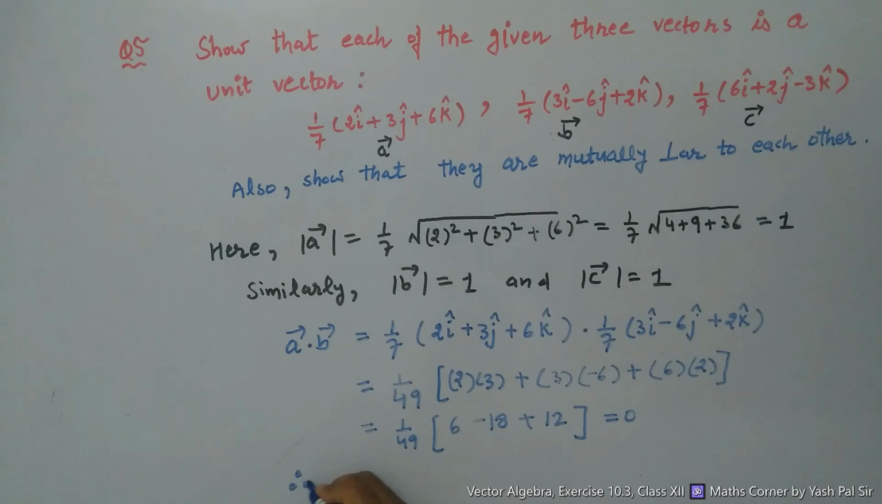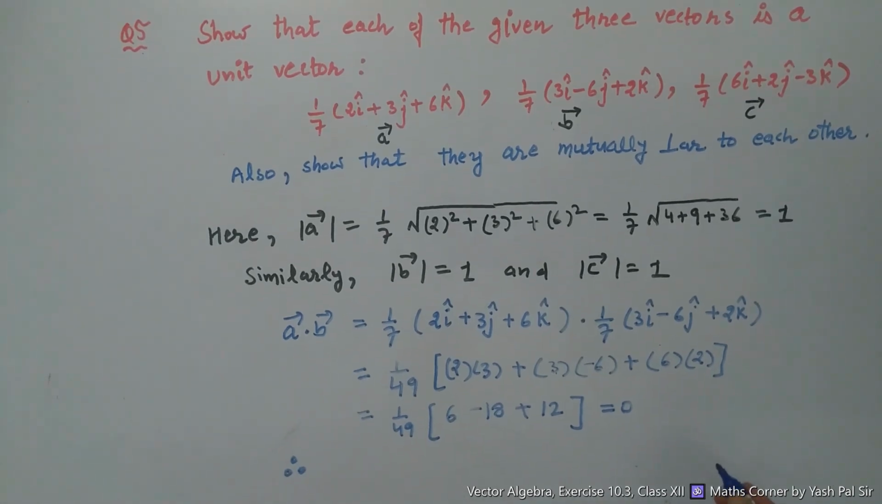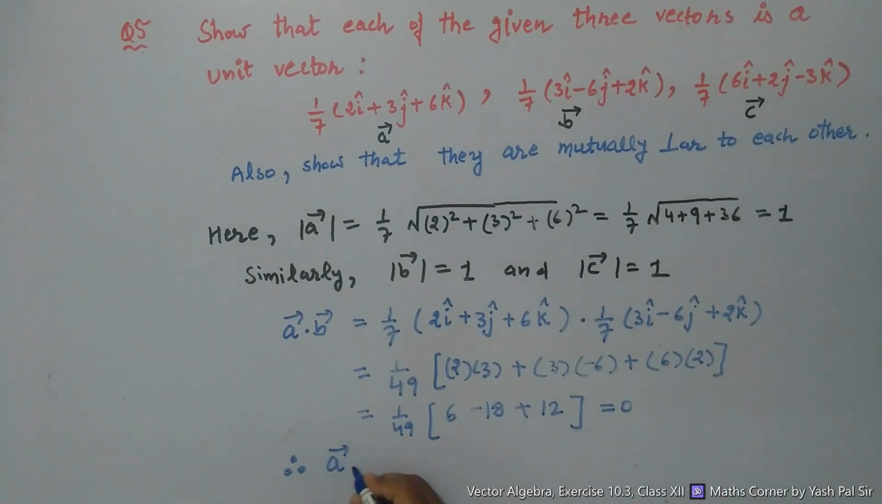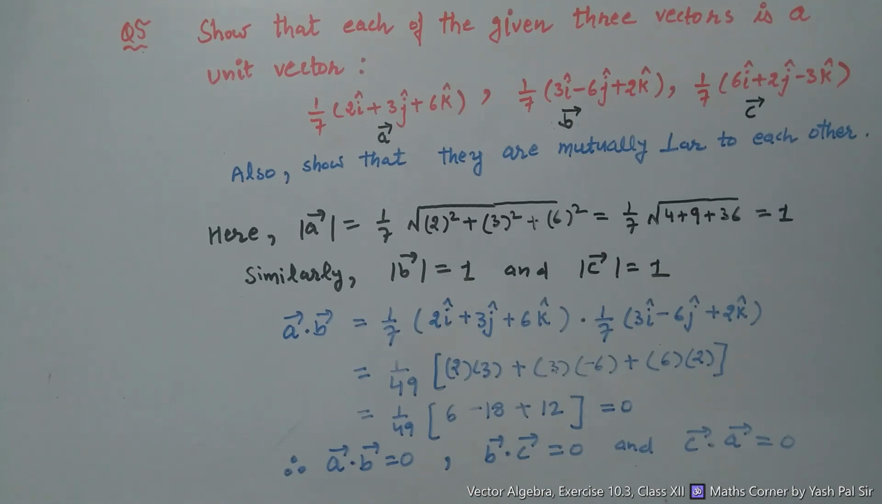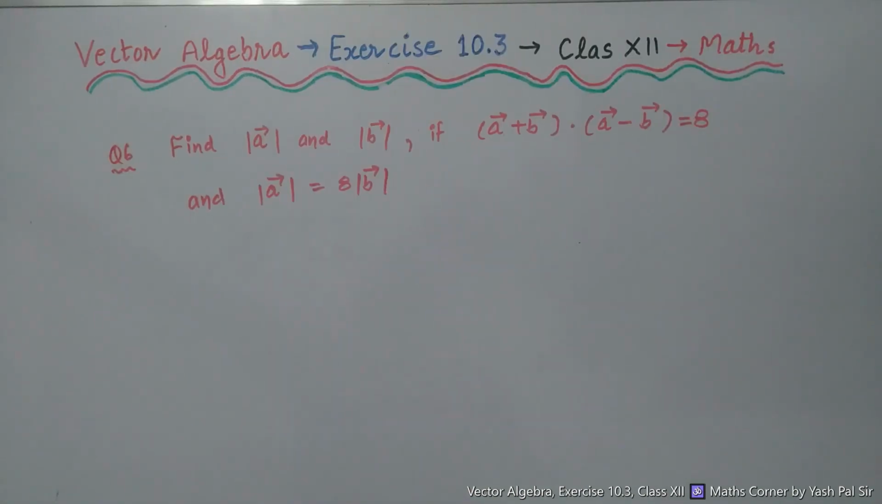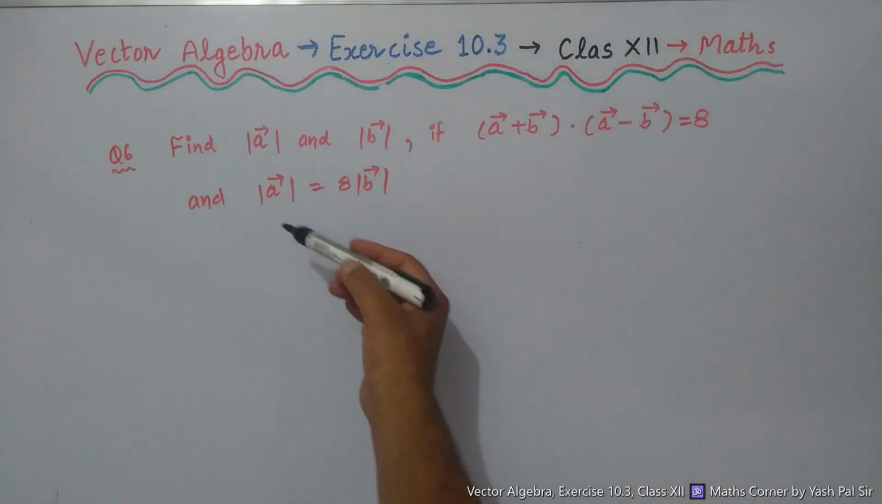Therefore, we show here that vector A dot product with vector B is equal to 0. Similarly, vector B dot product with vector C is also equal to 0, and vector C dot vector A is also equal to 0. So what is the conclusion? These three vectors are mutually perpendicular to each other. Our next question is question number 6.